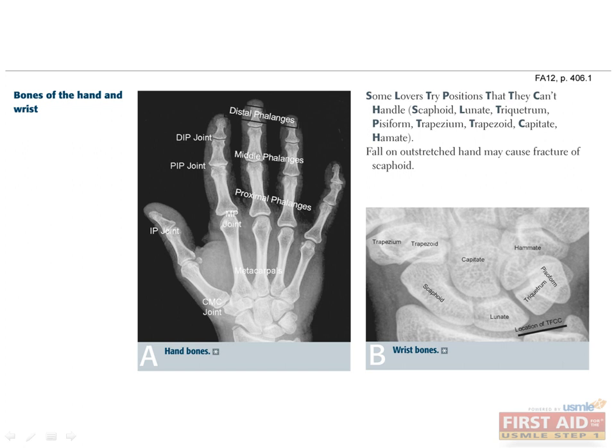We're not going to spend a ton of time on the bones of the hand and wrist, since it's fairly complicated and relatively low yield, but it's worth at least looking at so you have some frame of reference for certain upper extremity injuries that we'll talk about later on. Specifically, you may want to memorize the mnemonic for the different wrist bones that we have here. Some lovers try positions that they can't handle, for the different bones in order counterclockwise starting from the 8 o'clock position. If you commit any of them to memory, memorize the scaphoid, lunate, and hamate, as they're involved in some significant common injuries.